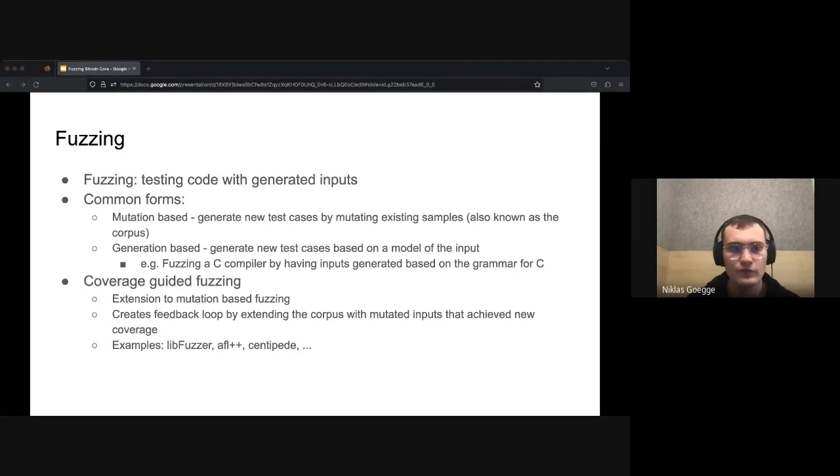And then coverage-guided fuzzing is, I would say, the most popular type of fuzzing. It's an extension to mutation-based fuzzing, where you have an extra feedback loop: if you mutate an existing input and feed it to the program, and the mutated input achieved new coverage or some other interesting characteristic, then you add that input to your input corpus. And you do that over and over again. So you evolve your corpus into a set of test cases that ideally covers a lot or most of your program. Examples of coverage-guided fuzzing engines are libFuzzer, AFL++, and Centipede, although Centipede is still a work in progress. But there are a lot of these out there.